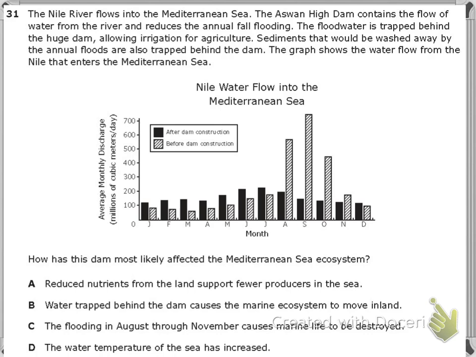Okay, so first thing we are going to do is highlight. Highlighting is awesome. So I went and highlighted the dam. I highlighted annual fall flooding because you can see before dam construction, the non-solid bar, there's a spike every year at a certain time of the year where it does flood. Also, the water is trapped behind the huge dam, allowing for irrigation. So that helps them have a steady flow of water throughout the year rather than very little all year except for a few months.